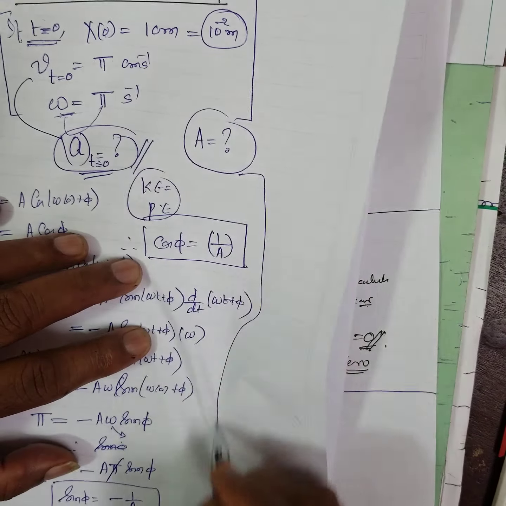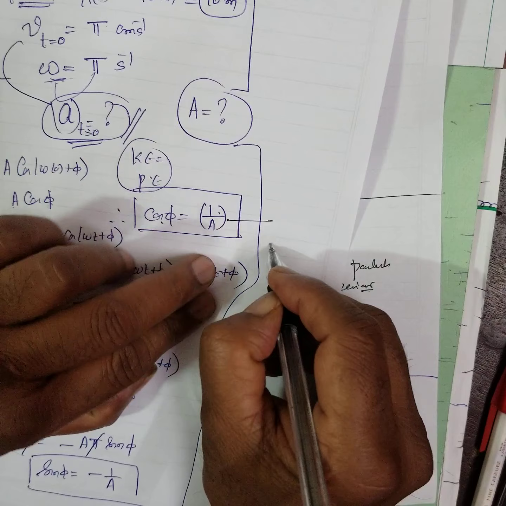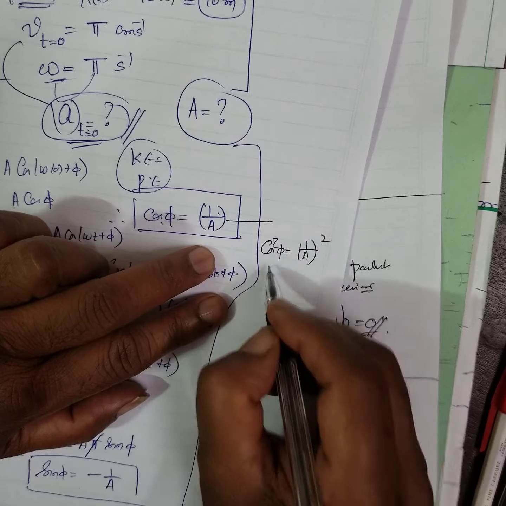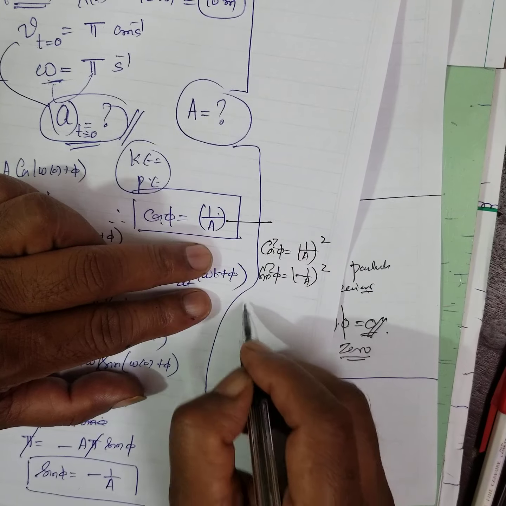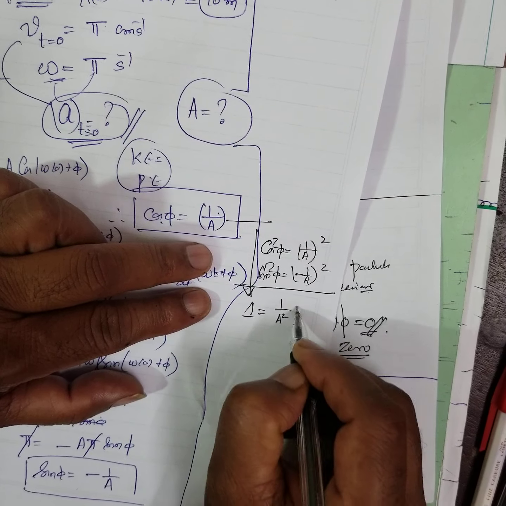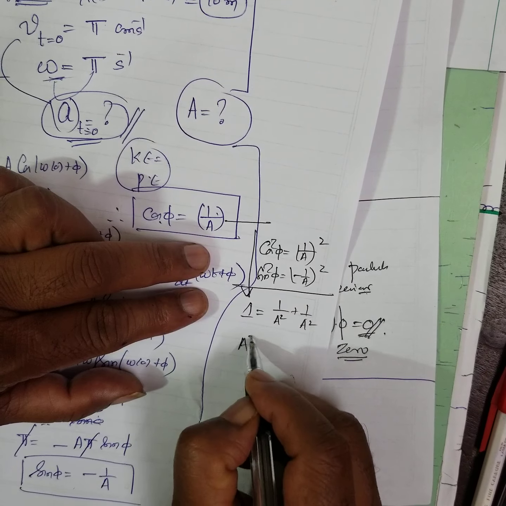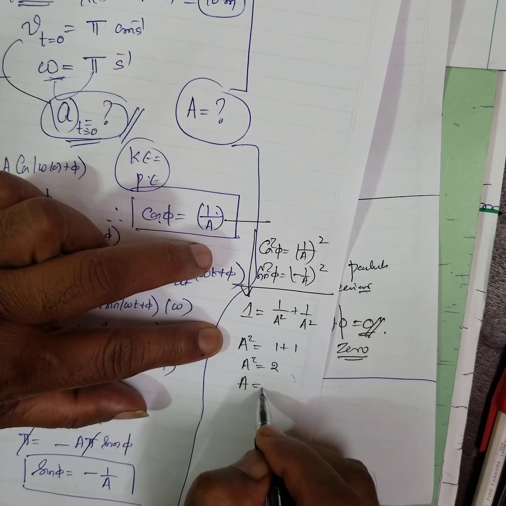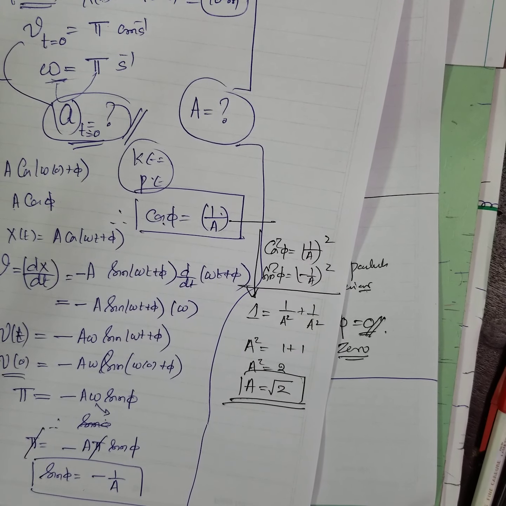Then what do you observe from this? Cos phi is 1 by a, sin phi is minus 1 by a. Cos square phi is equal to 1 by a the whole square. Sin square phi is equal to minus 1 by a the whole square. That means cos square plus sin square, if you add it, is 1, no? 1 equal to 1 by a square plus 1 by a square. Therefore, multiply through by a square. What do you get? A square equal to 1 plus 1. Therefore, a square is equal to 2. Therefore, a is equal to square root of 2. How is this sum? So simple. But it depends.